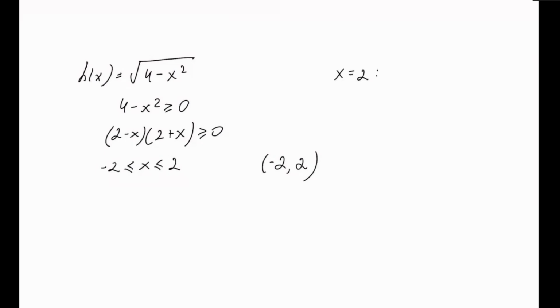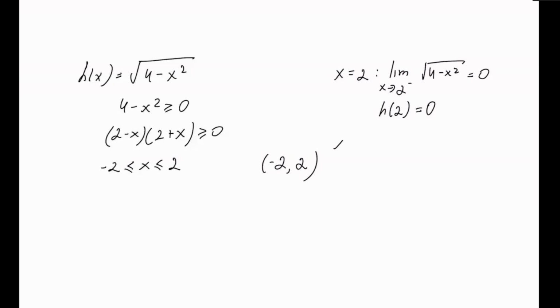at x equals 2, the limit as x goes to 2 from the left side of the square root of 4 minus x squared equals 0. And h of 2 equals 0 as well. So h is continuous from the left side at 2.